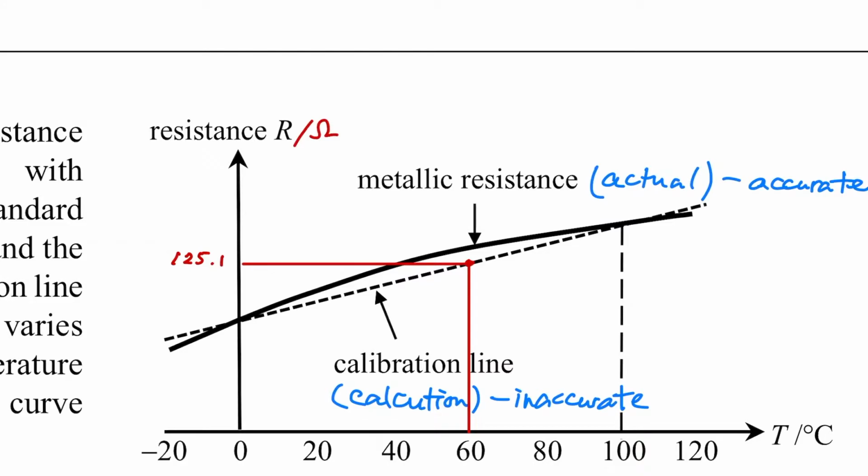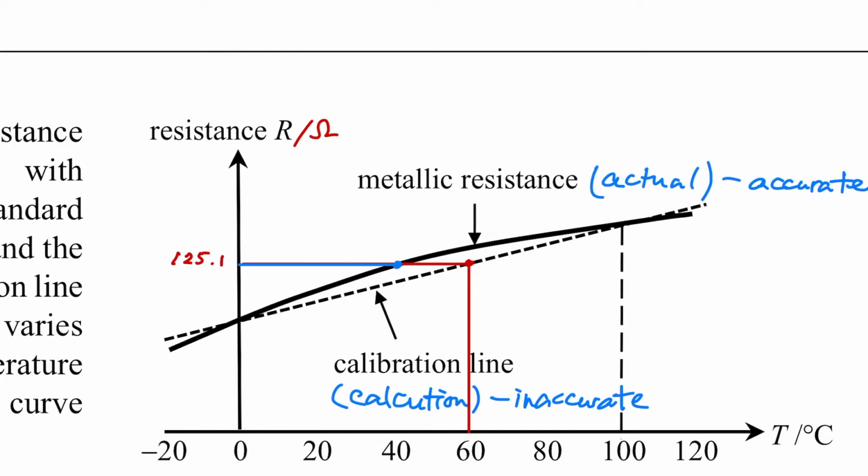However, as we have emphasized, the actual variation of resistance does not follow a straight line as we thought. The highlighted curve is the actual variation of the resistance. So now let's say if the resistance is really 125.1 ohm as we have calculated, then what should be the actual temperature? We should read like this. So the resistance is 125.1 ohm.